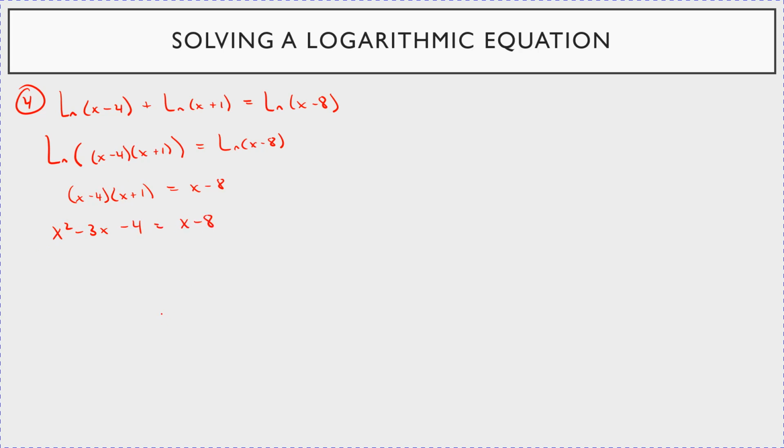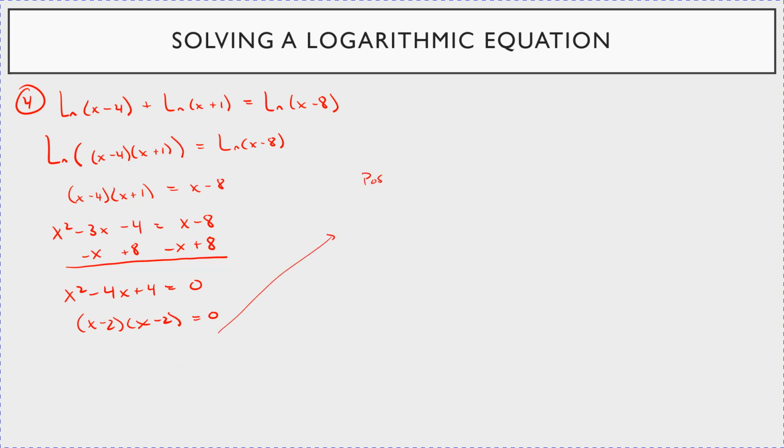is equal to x minus 8. So when you subtract an x and add 8 to each side, you end up getting x squared minus 4x plus 4 is equal to 0. Well, what two numbers multiply to positive 4 sum to negative 4? You end up just getting x minus 2 times x minus 2. So you only have one possible solution then. It's got to be x is equal to 2.